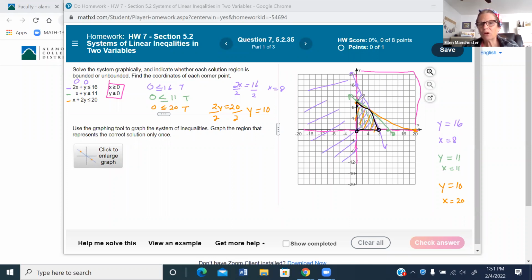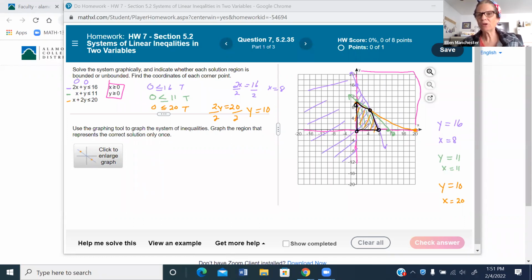Corner points are all the points that we see, and we can see it crosses here. And I think that's all it crosses. So the purple and the orange and the green crosses here in the purple. Okay, so I think we're good. So now we see where the shading is, okay?